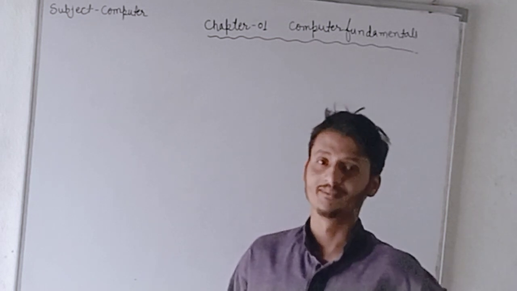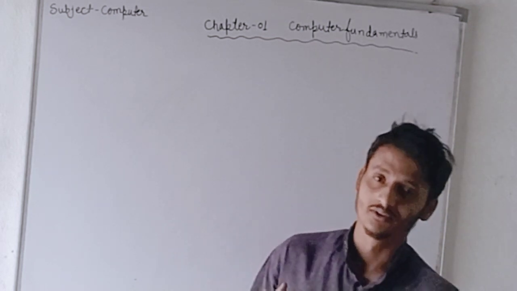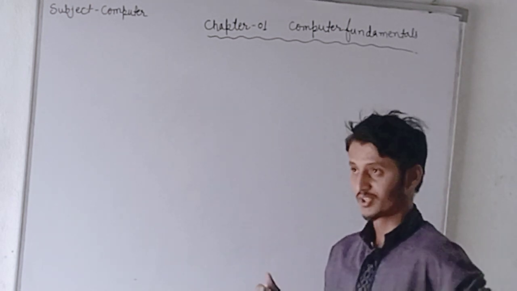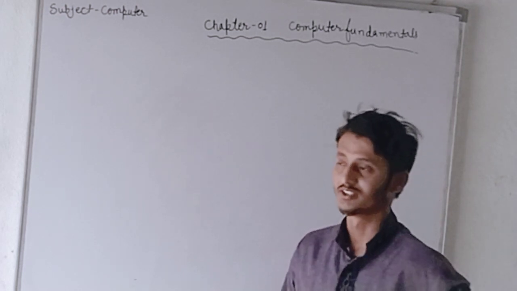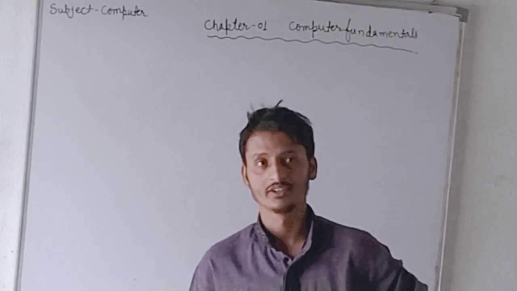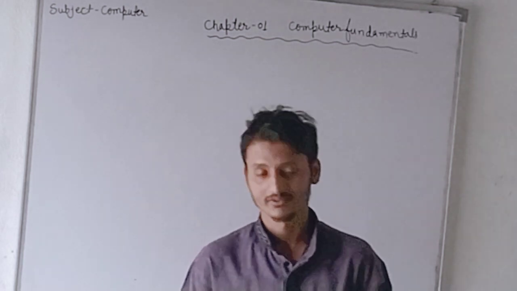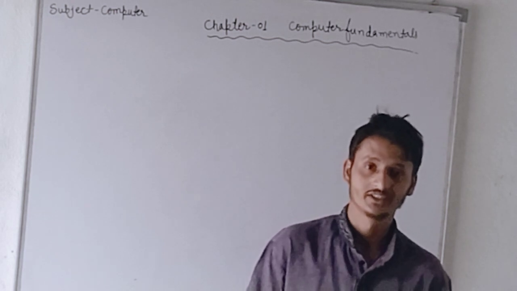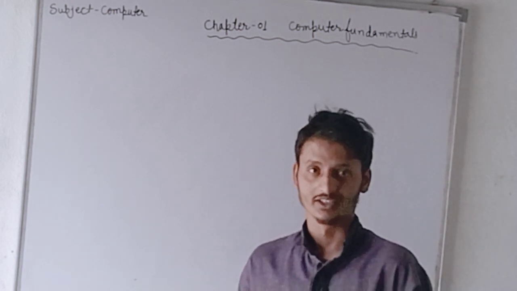A lot of scientists came in India to search about the computer, how it works. First, we know the word computer comes from the Latin word which means compute. So what is the definition of a computer? A computer is an electronic machine that works on our instructions. Whatever instruction we give, the system executes it and gives the output.